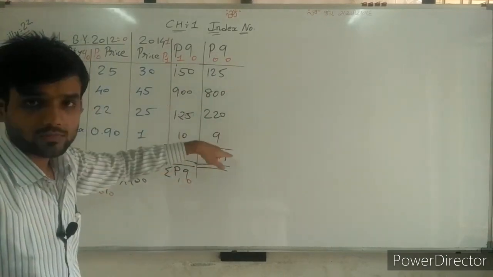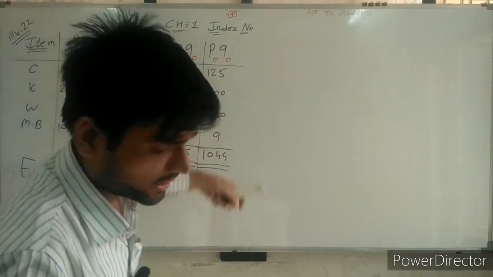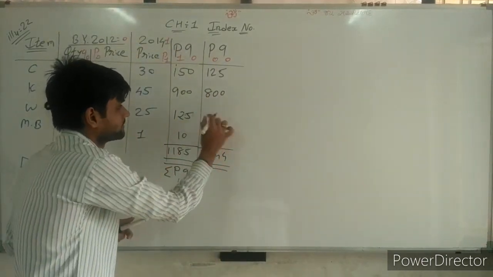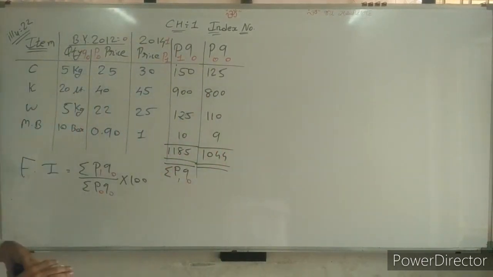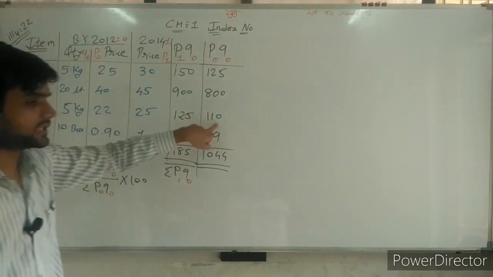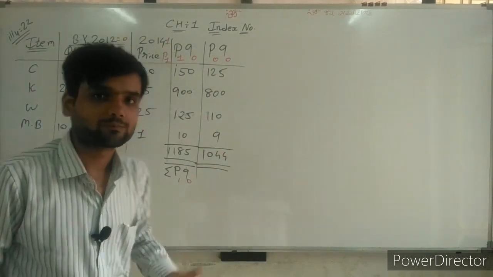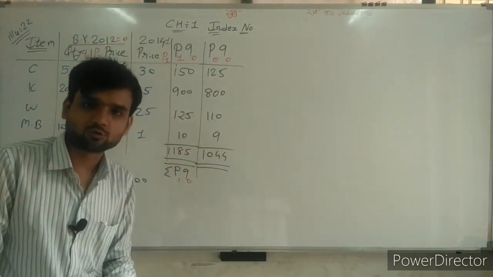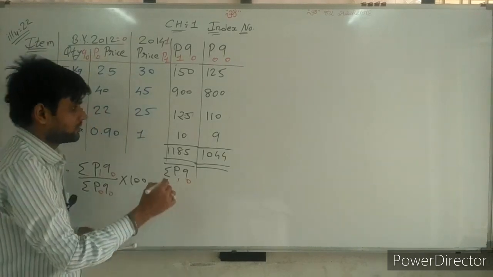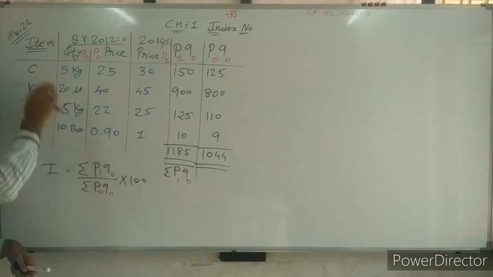Same way P0 Q0 also 125, 800, okay, but here 110 is there. Why? Because here 5 is given. So 22 into 5, 110, and then 9. Total of this is 1044. That is given in text. Don't worry. Because here 5 kg is given and I have written that 10.